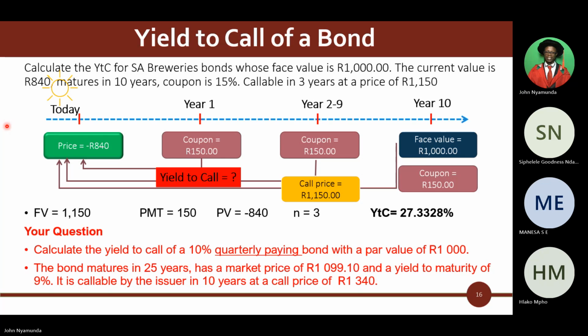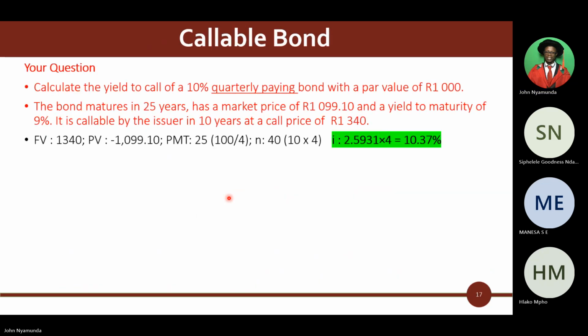Okay. Let's continue. So 10.37, that's the correct answer actually. So we are saying FV, what is the future value? It is the yield to call price. Then the current market price, you put a minus there, minus 1099.1.